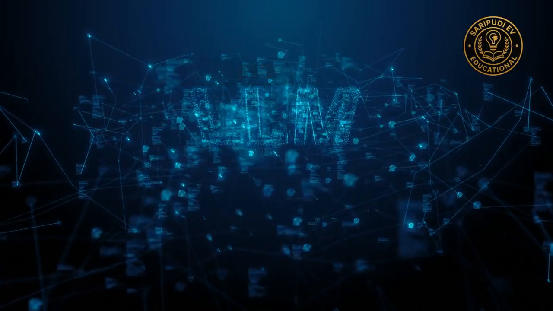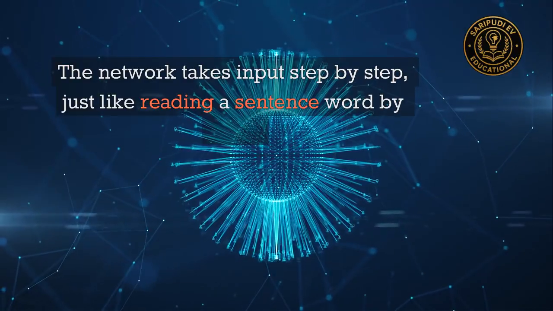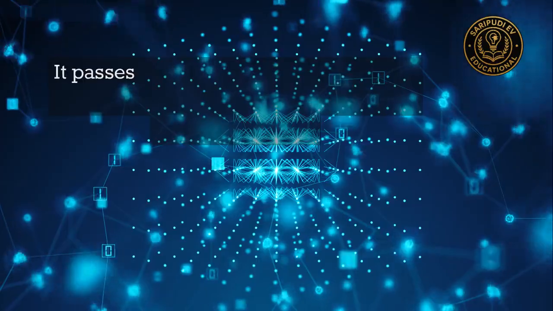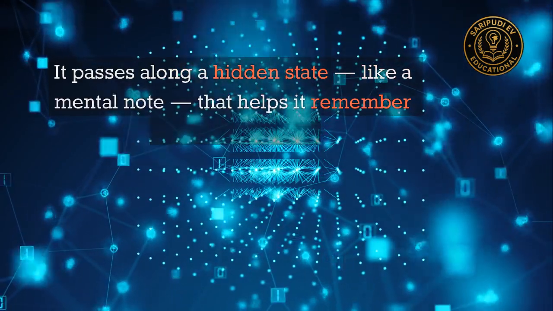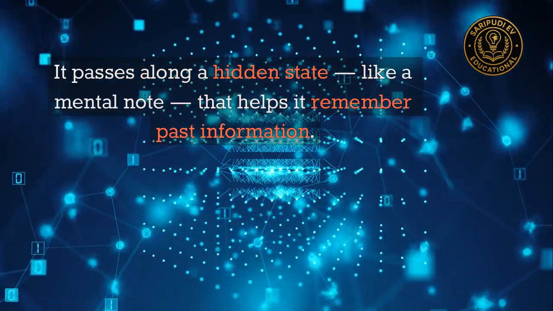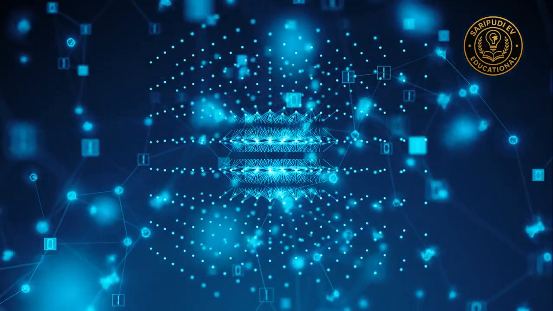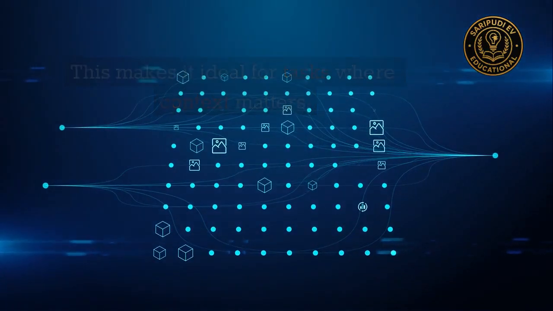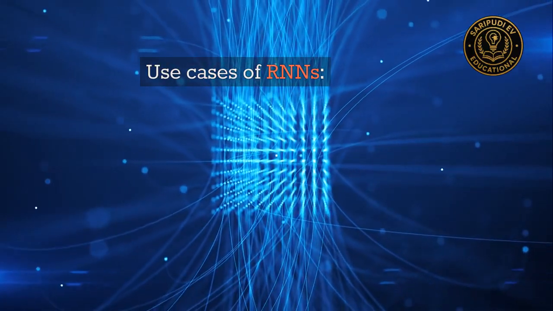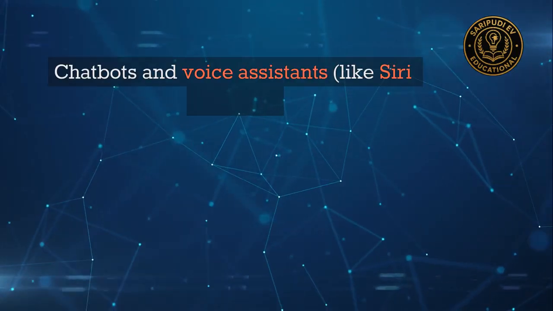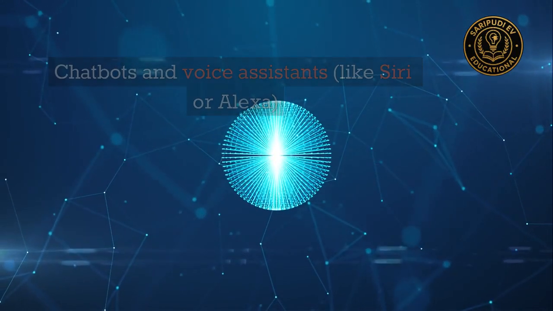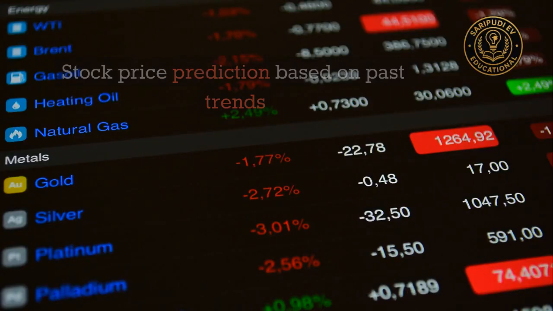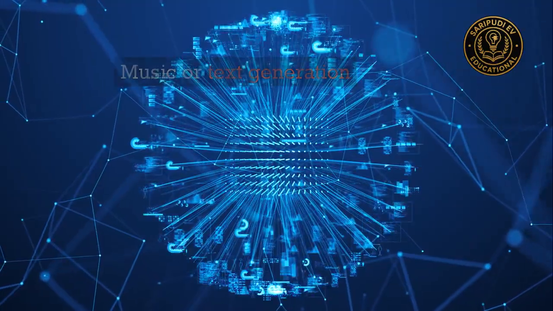In an RNN, the network takes input step by step, just like reading a sentence word by word. It passes along a hidden state, like a mental note, that helps it remember past information. This makes it ideal for tasks where context matters. Use cases of RNNs: chatbots and voice assistants, like Siri or Alexa, language translation apps, stock price prediction based on past trends, music or text generation.